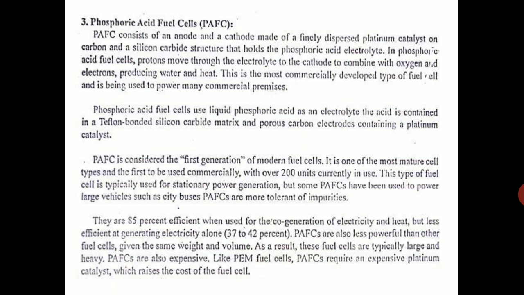So phosphoric acid fuel cells consist of anode and cathode made of finely dispersed platinum catalyst on carbon and silicon carbide structure that holds the phosphoric acid electrolyte. So here the expensive platinum is used as a catalyst. In phosphoric acid fuel cells, protons move through the electrolyte to the cathode to combine with oxygen and electrons, producing water and heat.